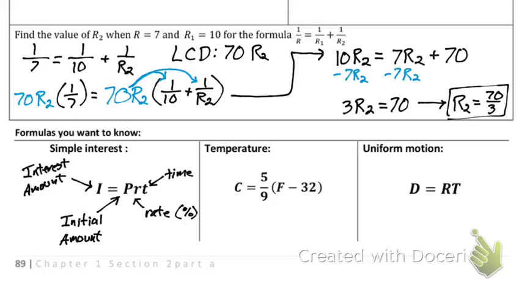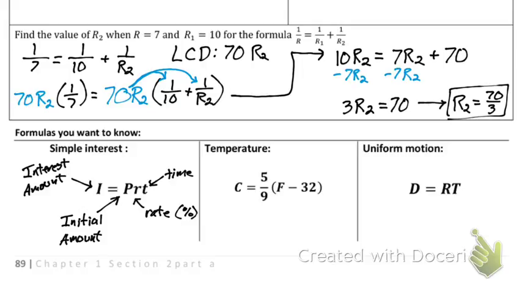So a real quick example would be like a bank account. If I have $100 in a bank account and it's paying 3% interest, then after a year, we calculate our interest by going 100 times 0.03 times 1 year.